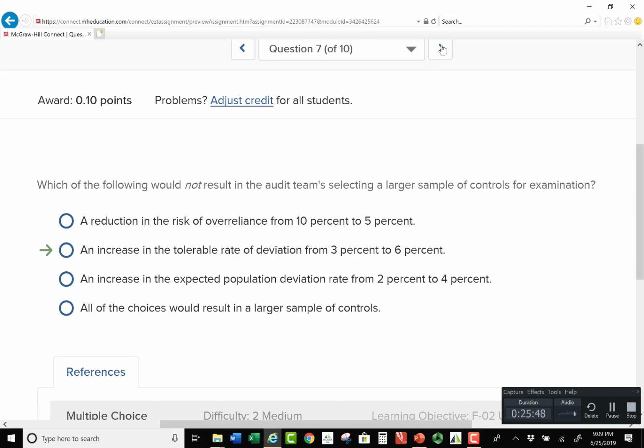An increase in the tolerable deviation rate from 3 to 6, that was on my sample size table when I went from whatever it was in our example, I forget what we were at, 6 and we went to 7 or something like that. Our sample size got smaller, didn't it? From 78 to 66 or something like that. So if you want to reduce your sample size, you increase your tolerable deviation rate, inverse relationship.